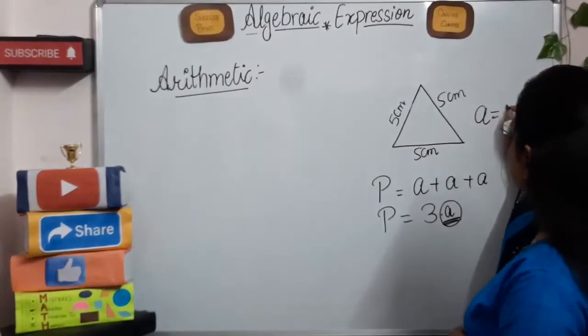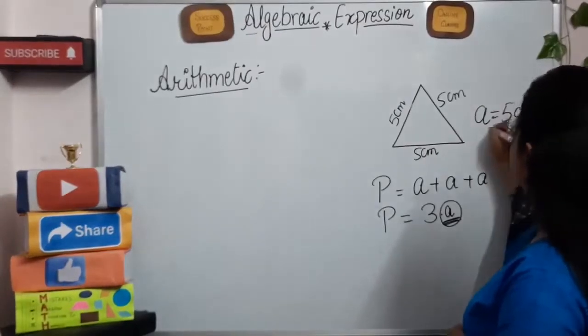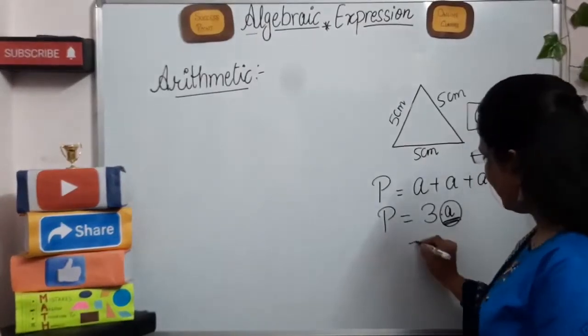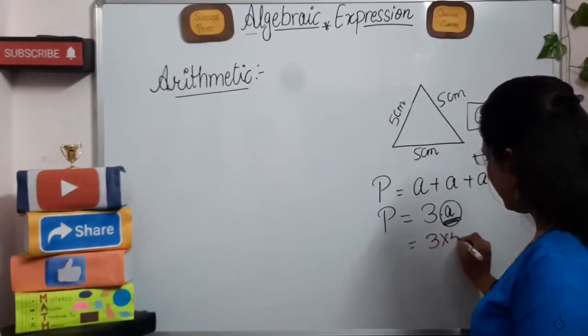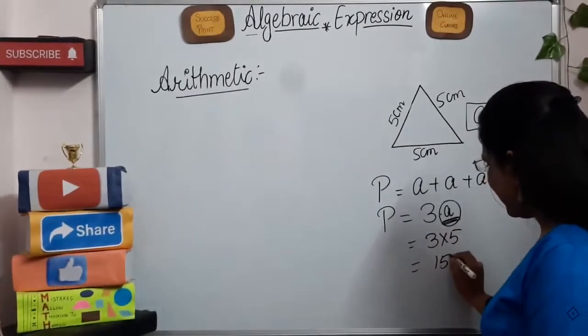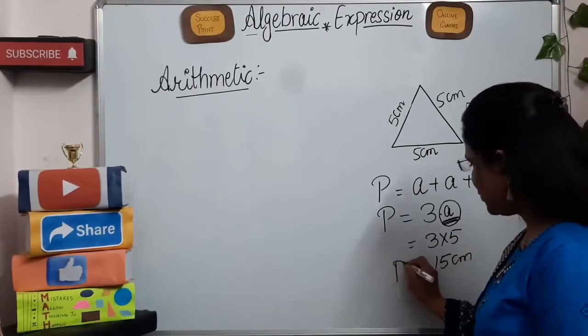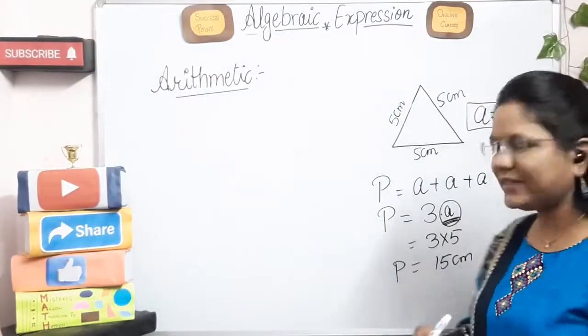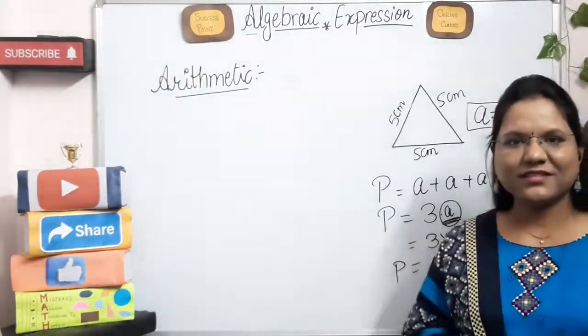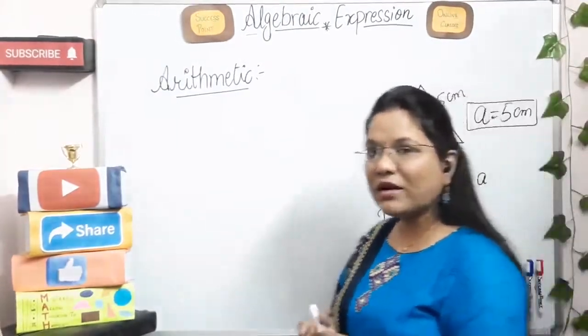So A equals 5 centimeter. Now we have our value. So we will put here 3 into 5. We will get our answer as 15 centimeter. So we are getting our perimeter as 15 centimeter. Getting the concept, guys? What we did?